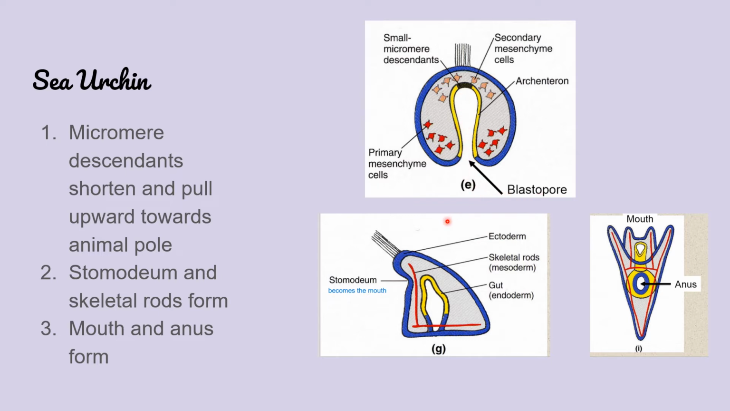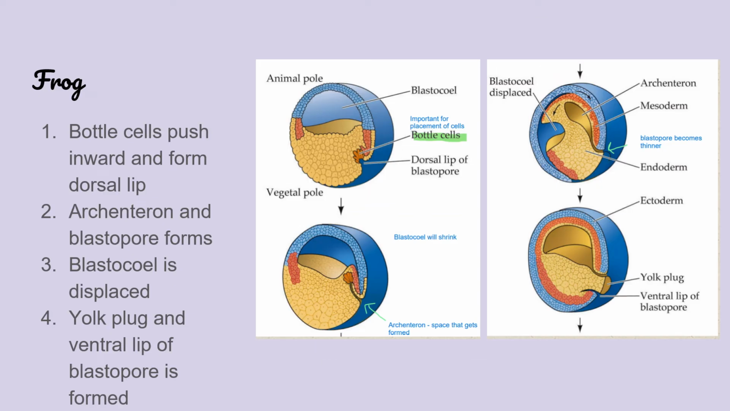And then the next step, it just becomes more developed, and you have things like your skeletal rods here, and your stomodeum, which will later become the mouth. And then eventually it starts to form your organism, and here we have our mouth and the anus of your sea urchin organism. Now for the frog, here you have different anatomy.